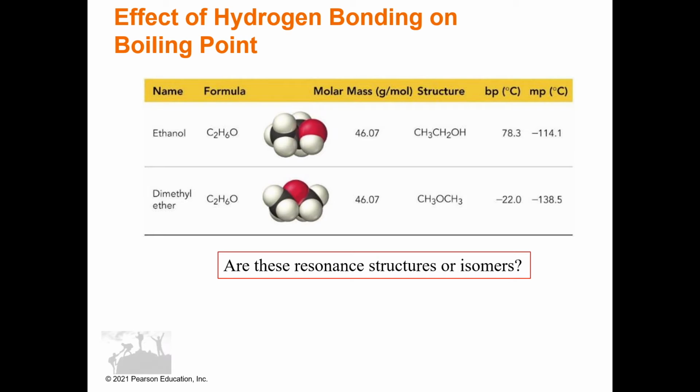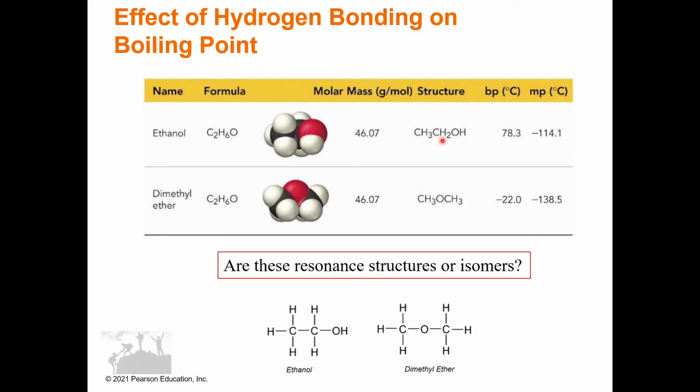Here we have a comparison between ethanol and dimethyl ether. They have the same molecular formula, so they have the same molar mass, but the structures are different. The atom connectivities are different. So these are considered isomers. Now take a look at the boiling points and melting points for these two. You can see that ethanol is much higher in boiling point and melting point compared to dimethyl ether because of the hydrogen bonding that ethanol can exhibit.